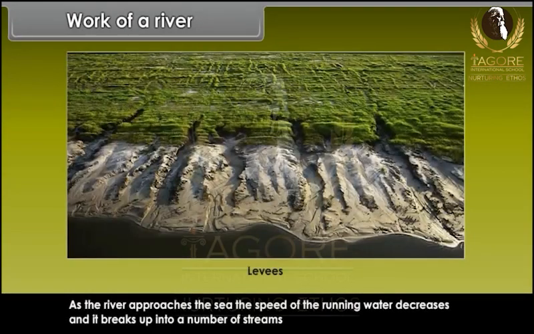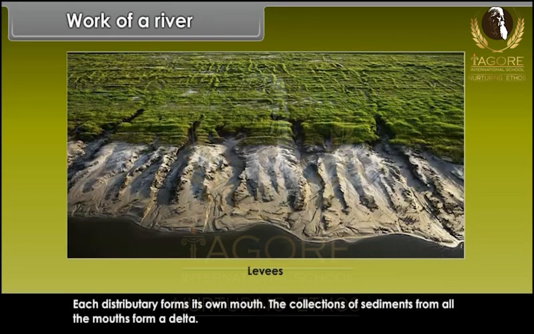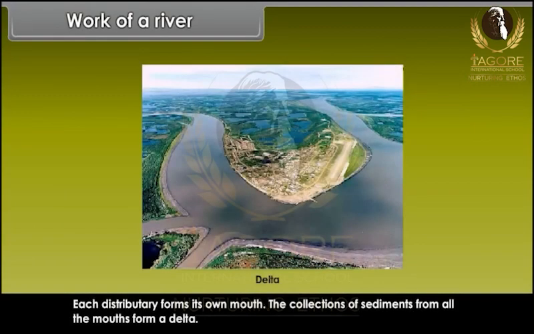As the river approaches the sea, the speed of the running water decreases and it breaks up into a number of streams called distributaries. The river becomes so slow that it begins to deposit its load. Each distributary forms its own mouth. The collection of sediments from all the mouths forms a delta.